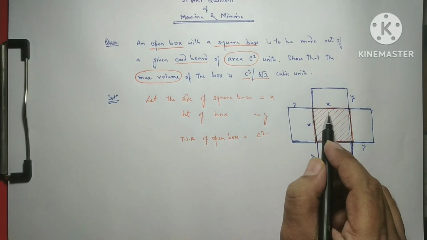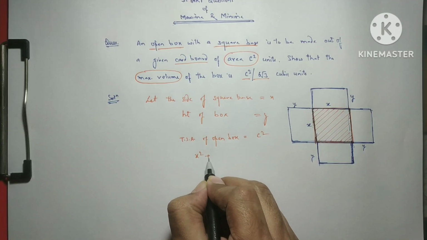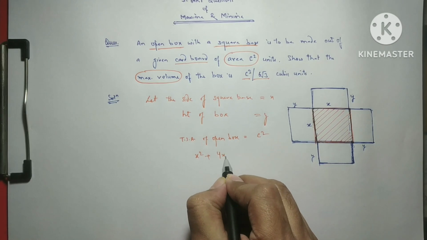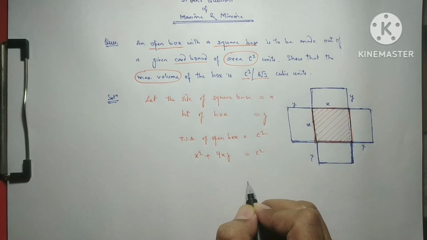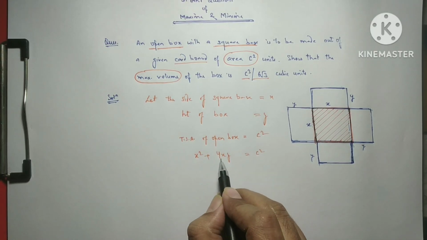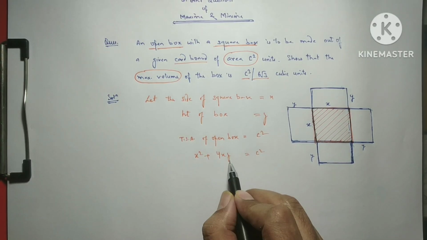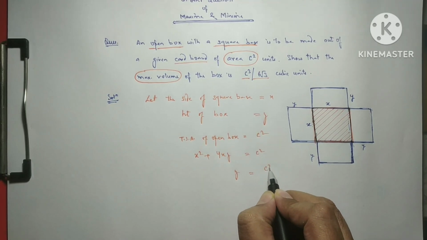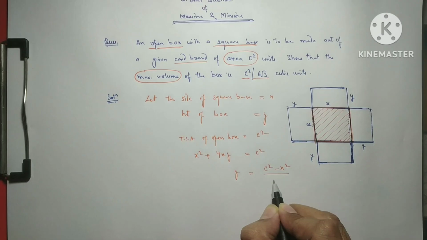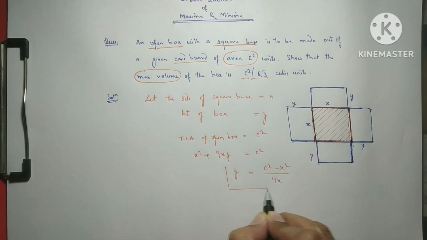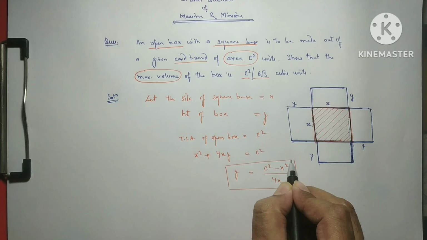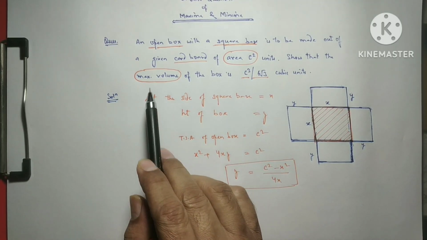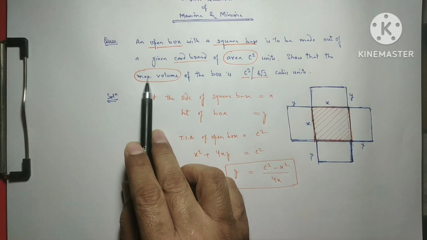So according to this, base area is x square and one wall is xy, and there are four walls, so x square plus 4xy equals c square. This expression is in terms of two variables. We will collect the value of y in terms of x. So it is c square minus x square over 4x. So this is the value of y, the height of the box. Right now we will go for maximum volume.